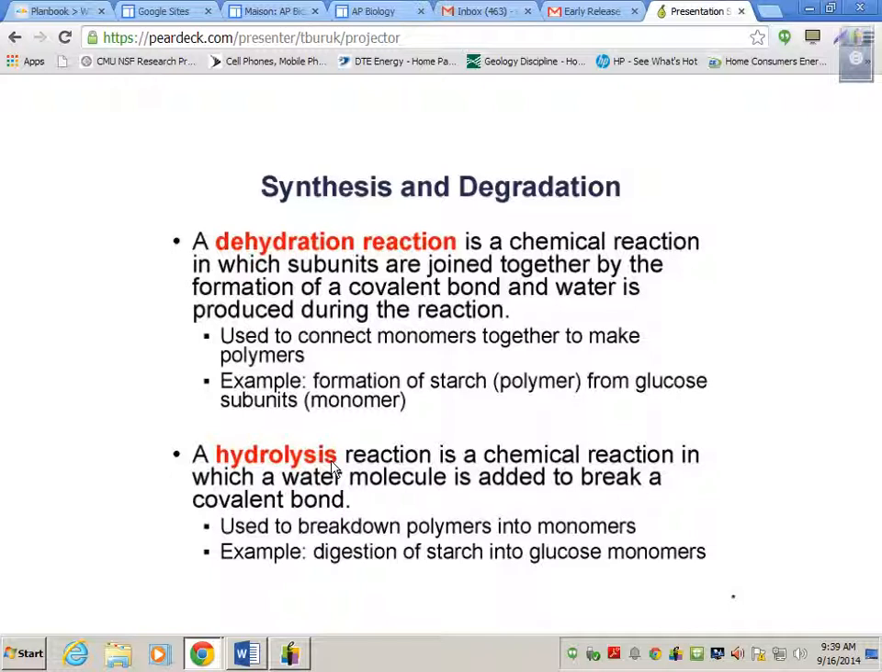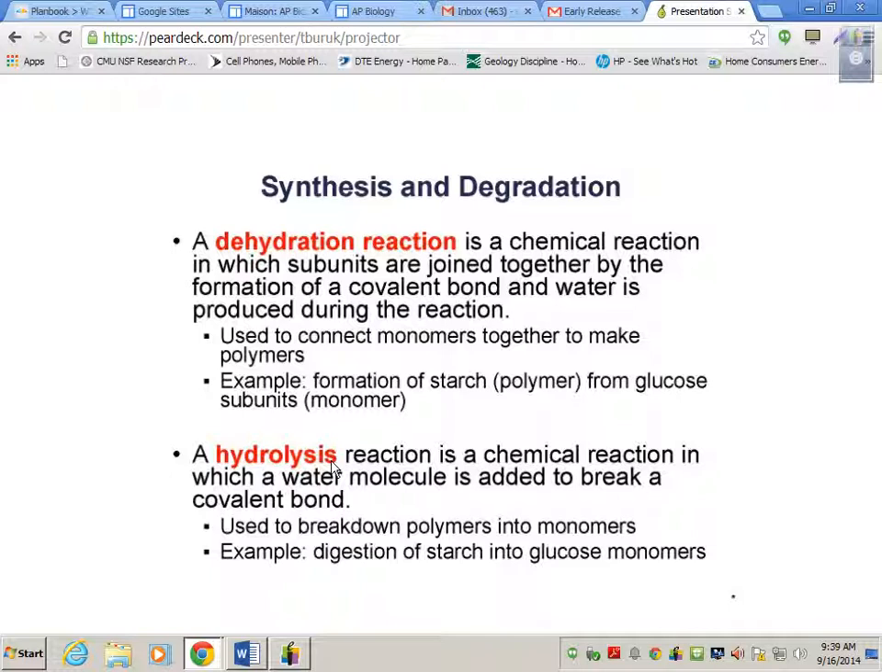So these are used to connect monomers together to make polymers. If I look at how you make starch, every time you make starch, which is a polysaccharide, you're bringing a new monomer together and removing water in the process. So hydrolysis is the opposite of that. That's where water is actually going to break down a covalent bond. And this is used to break down polymers into monomers. An example is the digestion of starch into glucose monomers.